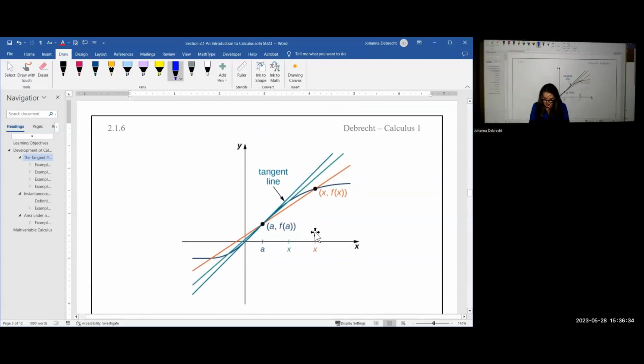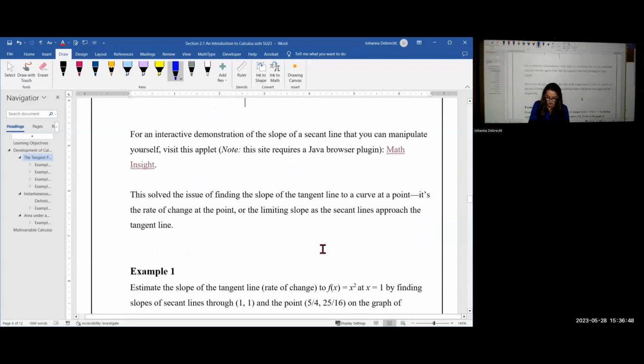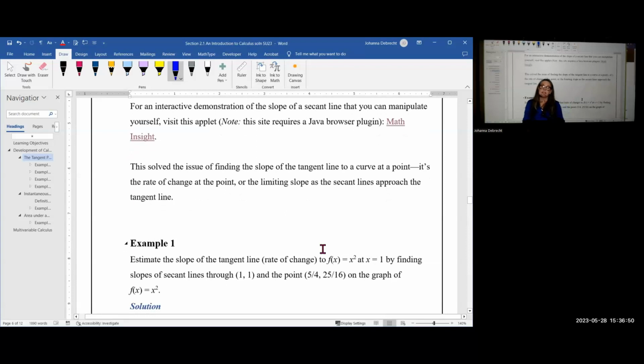And here you can see the actual tangent line graphed. This is the tangent line here, and these are the other two lines where the slope of the secant line was getting closer and closer to the slope of the tangent line. There is an interactive applet that you can play with on mathinsight.org. If you want to, go ahead and Google Math Insight secant line, and you should be able to find it. Let's take a look at that now.